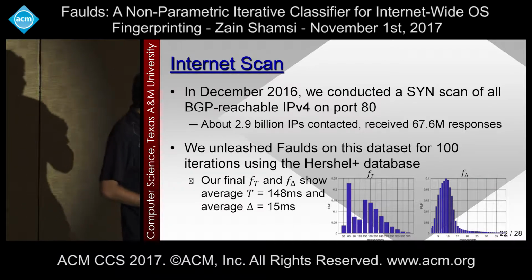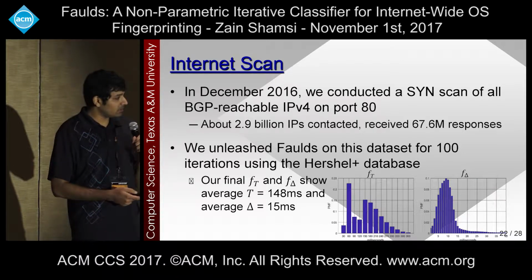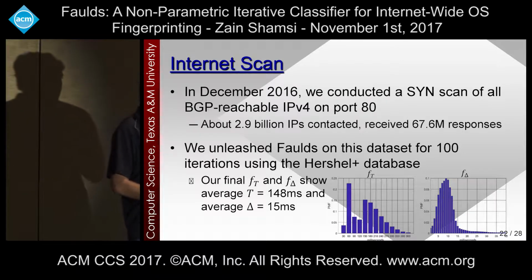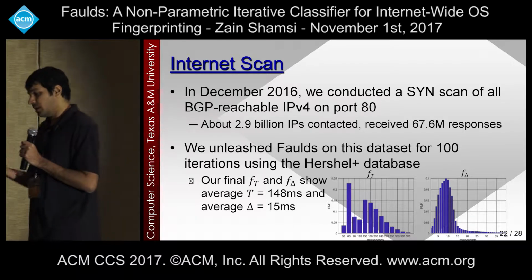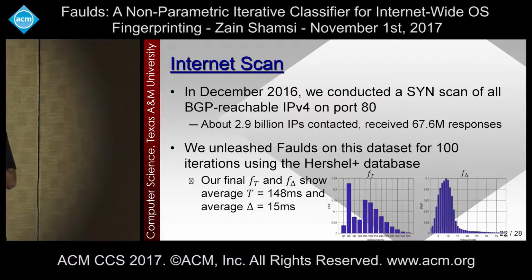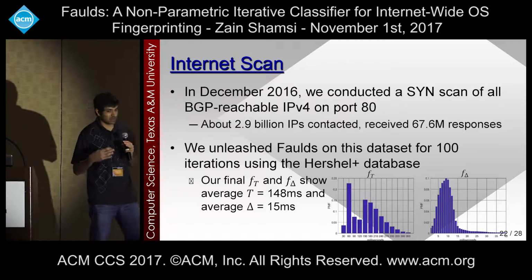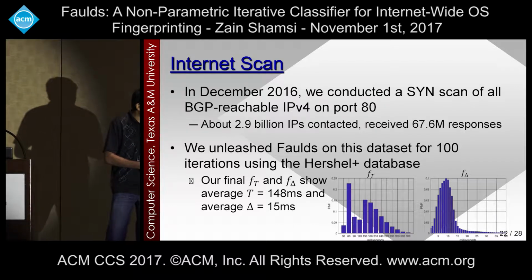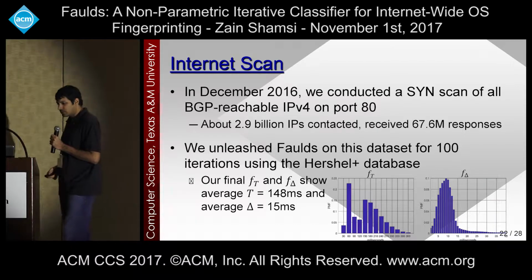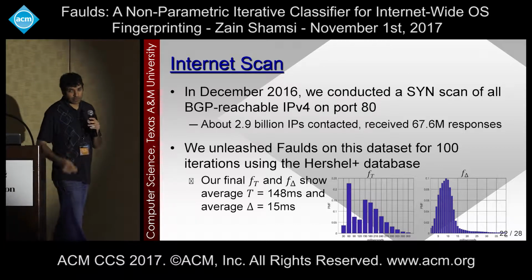So this is our recovered empirical FT and F delta, which seems pretty reasonable. As you can see, there's a spike in FT at 60, which we are guessing are US-based destinations. And then other spikes here correspond to overseas as well as busy servers. And then F delta spikes at around 10 to 12 milliseconds with an average of 15, which is pretty reasonable for random queuing delay.